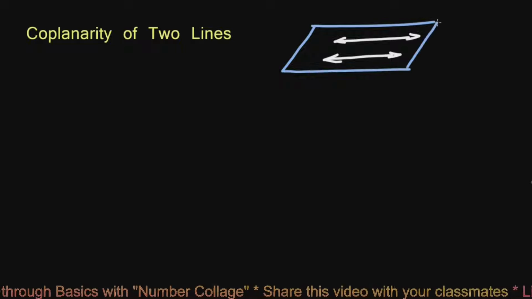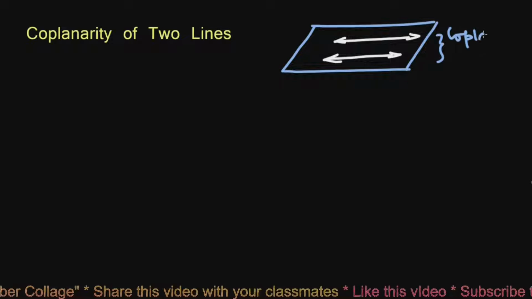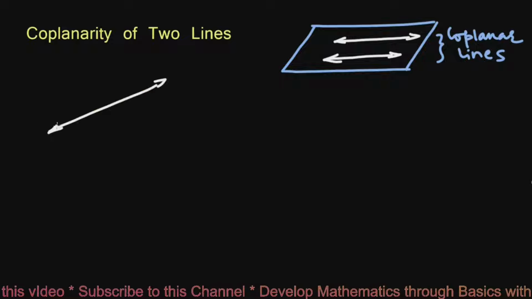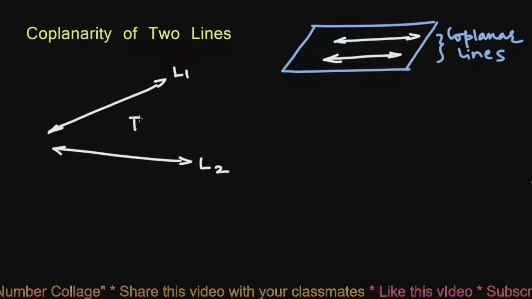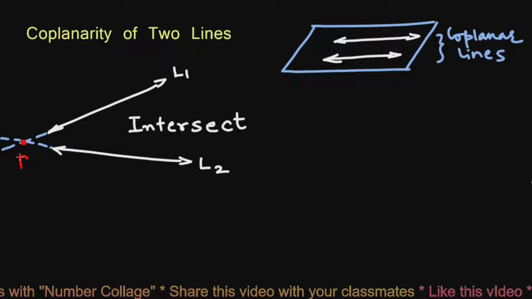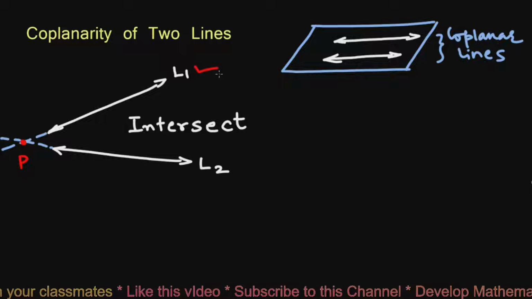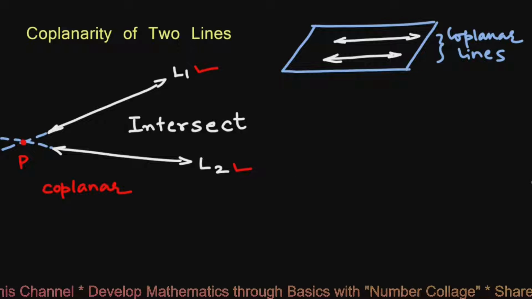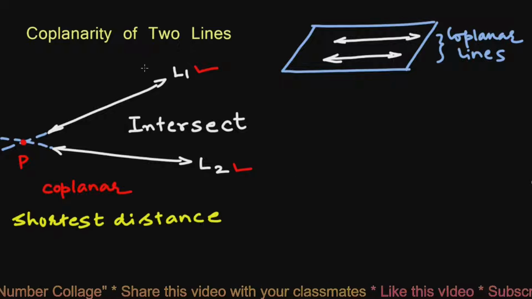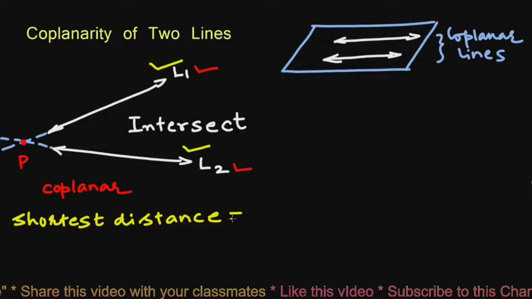Now we will study how two lines are coplanar and what is the condition of coplanarity of two lines. When two lines are parallel, they pass through a single plane, hence they are coplanar lines. But when they are non-parallel, like these L1 and L2, they must intersect in a single point P. Then only these lines L1 and L2 are coplanar. Or in other words, we can say that the shortest distance between L1 and L2 is 0.